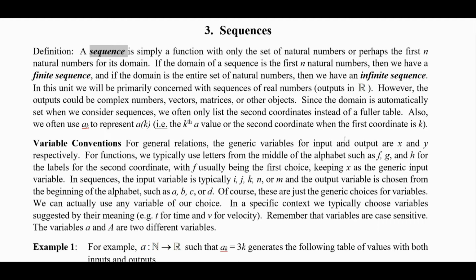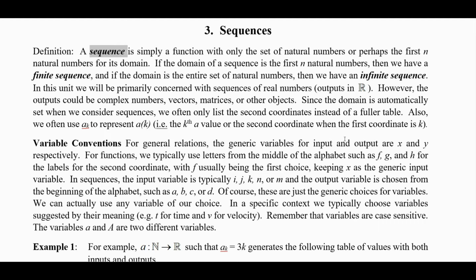We also have some variable conventions. For general relations, the generic variables for input and output are x and y respectively. For functions, we typically use letters from the middle of the alphabet, such as F, G, or H, for the labels for the second coordinate, usually with F being the first choice. So we can name functions F, or G, or H. But we keep x as the generic input variable.